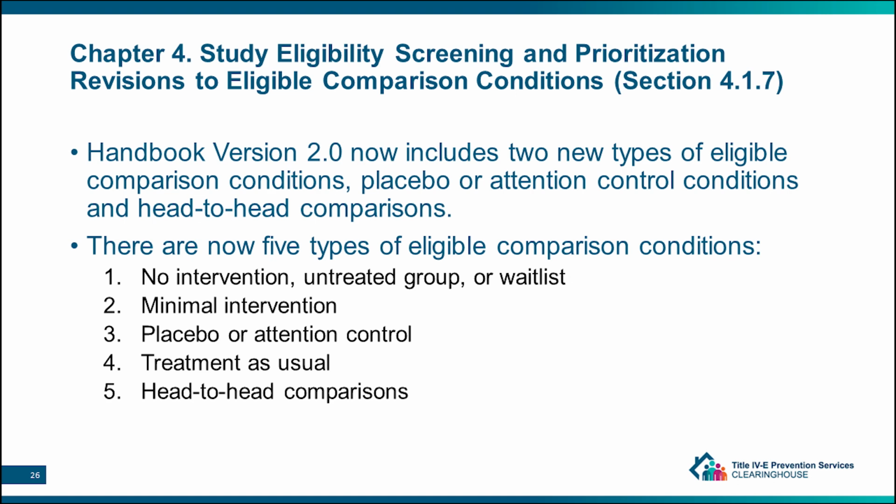For the no intervention, untreated, or waitlist conditions, comparison participants are offered no services or services at a later date, clarifying that outcomes measured after a waitlist group is offered the intervention are not eligible. The minimal intervention conditions are those providing informational materials or psychoeducation, referrals to available services, or similar nominal services.